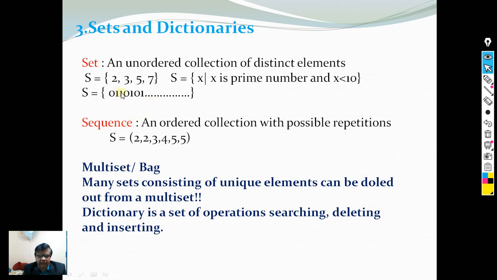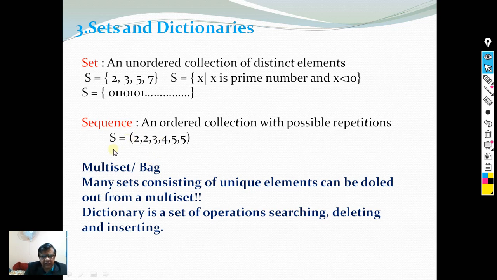Now a sequence: if you want to have the same kind of elements and you want to store them in an ordered fashion, then it becomes a sequence. A sequence is represented by round braces, and here you can see 2 2 3 4 5 5. It's an ordered collection of items with possible repetitions. If you add or subtract it, then it becomes a series, sequences and series. Anyway, we are not discussing anything about series.